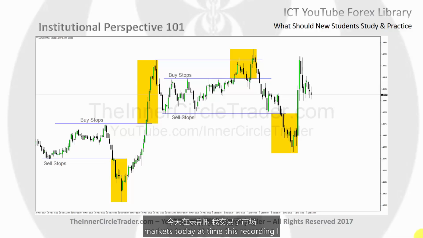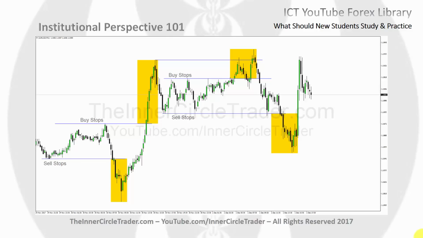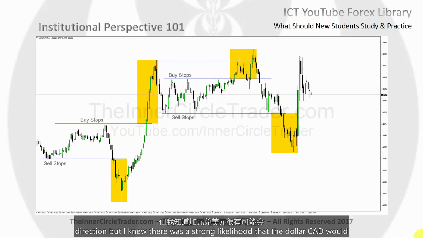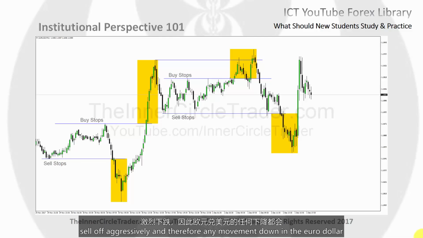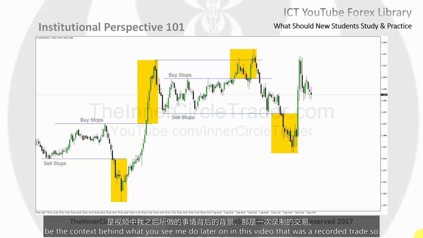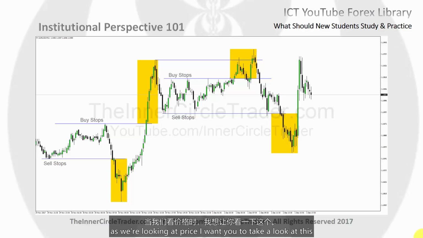Now, I traded two markets today at the time of this recording. I sold short the dollar CAD, and I also sold short the euro dollar. Both pairs generally do not move in the same direction, but I knew there was a strong likelihood that the dollar CAD would sell off aggressively, and therefore any movement down in the euro dollar would be a suspect decline, and it would be reaching for sell stops. So that's going to be the context behind what you see me do later on in this video that was a recorded trade.